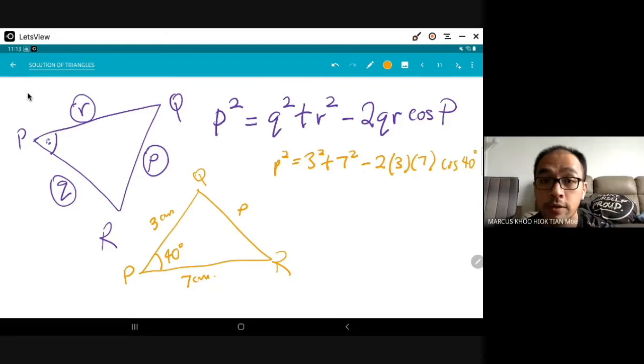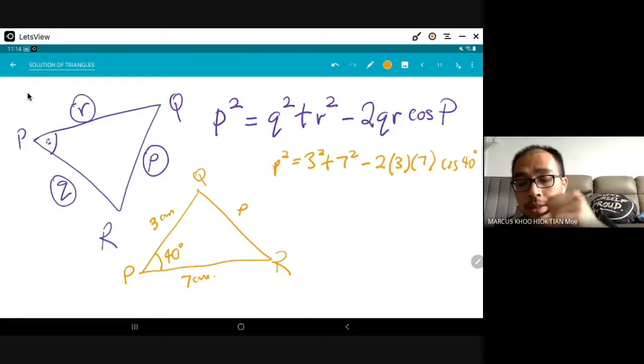So the most important thing is that you must know, if I want to use the cosine rule, I must have the angle and then the two sides next to the angle. I cannot use any other angle. I cannot use any other side. Because the angle must have two sides. Then you can find this P squared.